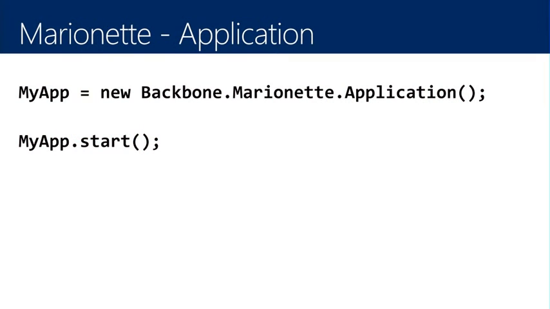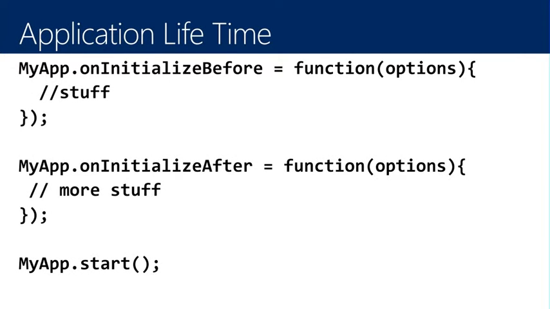So what about the application object? Marionette has this application object that I've been talking about, and it's really simple to instantiate. A new Marionette application, and you start your app. And when the app starts, there's a bunch of lifecycle events that you can hook into. So things like when the app is initializing, just before it starts initializing, and then just after. So it's your opportunity to start doing things like starting the history API, or loading in configuration, or whatever it is that you need to do.